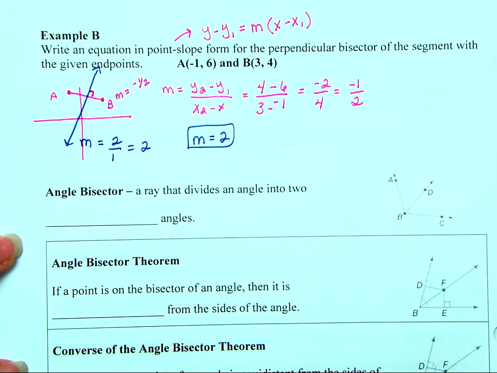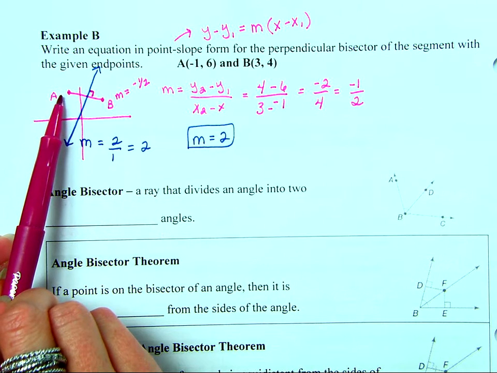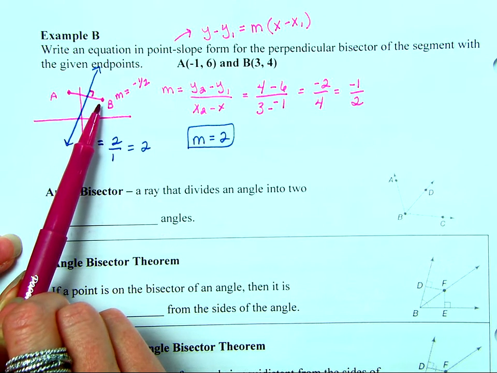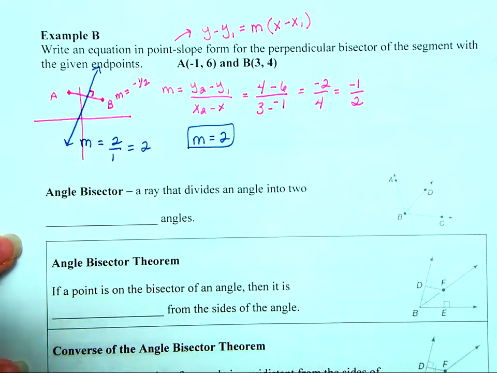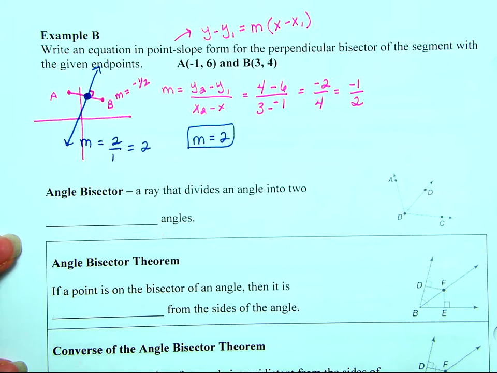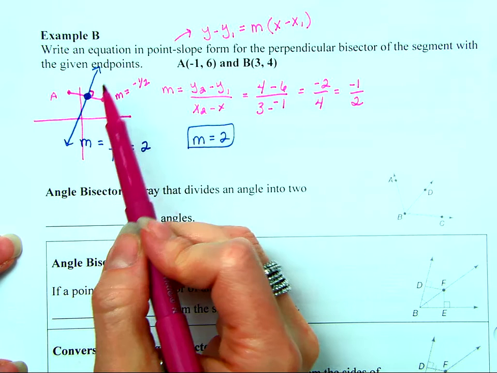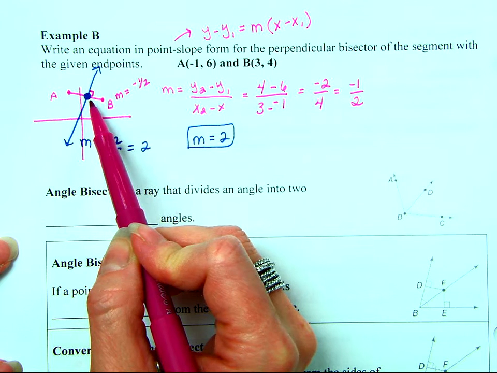Now I also need a point that it passes through. I will show you that my blue line does not pass through point A. It does not pass through point B, so it cannot pick either of these coordinates. However, it does pass through this point right here, and I would be able to calculate the coordinates of that point, right? My bisector passes through the midpoint.